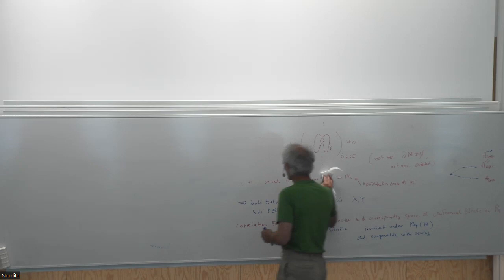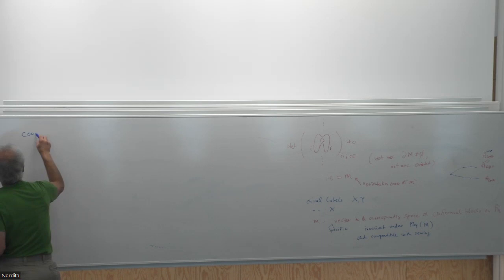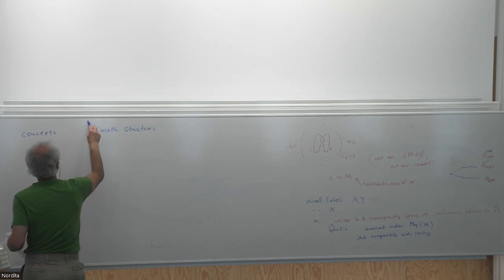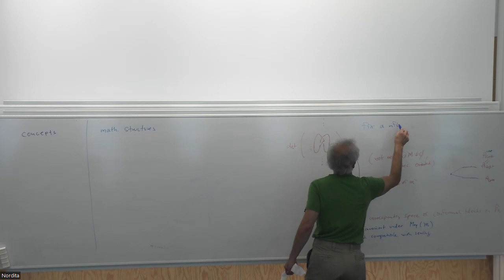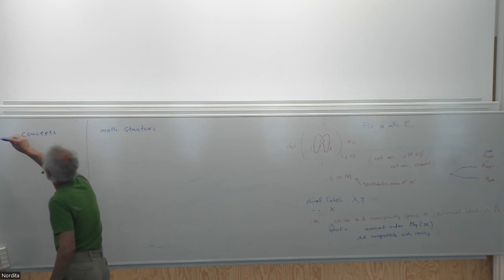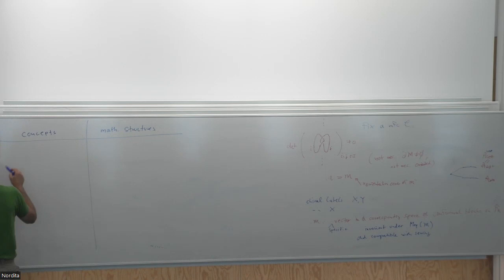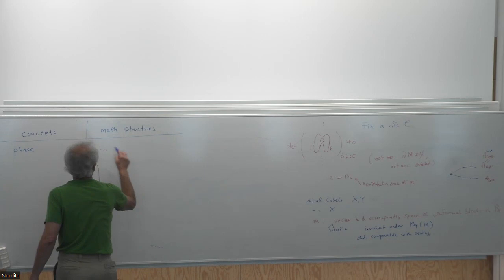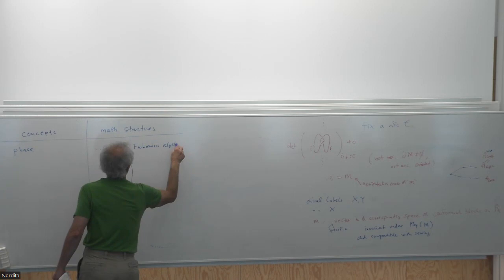So I give you a dictionary between physical or whatever concepts and mathematical, essentially categorical structures. So the setting is that I fix a modular fusion category C that I take as given. And then I want to know what various things I talked about are in this context. And the first is, what is a phase? It turns out that the phase is labeled by something which I have to specify, a Frobenius algebra. Let's call it A in C.